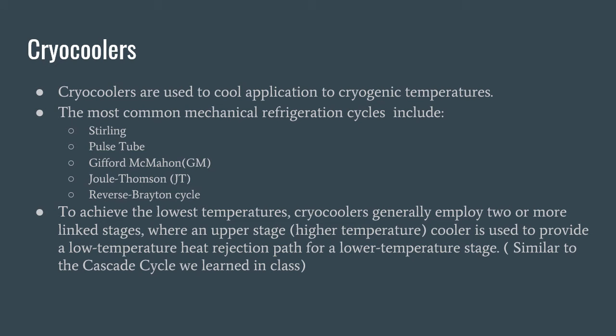A lot of you might be wondering, how do we achieve such low temperatures? And that is done by using applications such as cryocoolers. Some of the refrigeration cycles that are used in cryocoolers include Stirling, Pulse Tube, Gifford-McMahon, Joule-Thomson, and the reverse Brayton cycle. And just like we learned in class with vapor compression cycles and cascade cycles, intercoolers are also linked together to achieve the lowest temperatures.